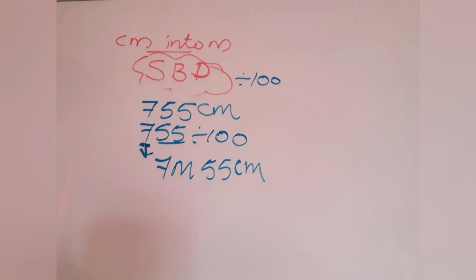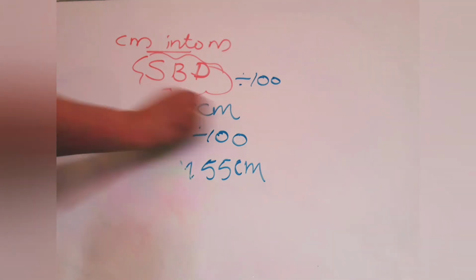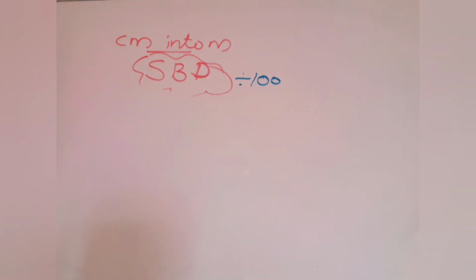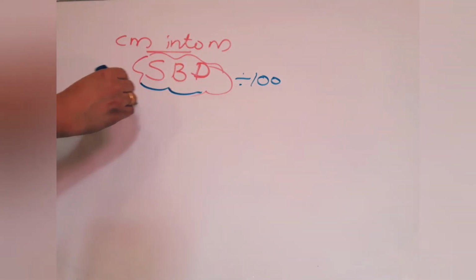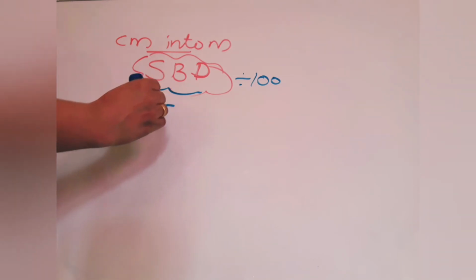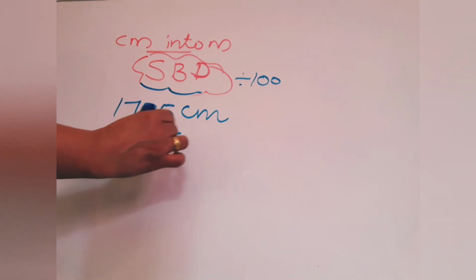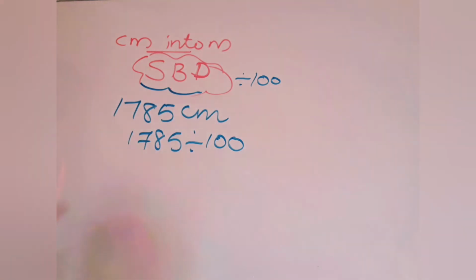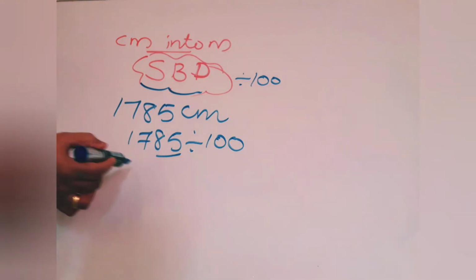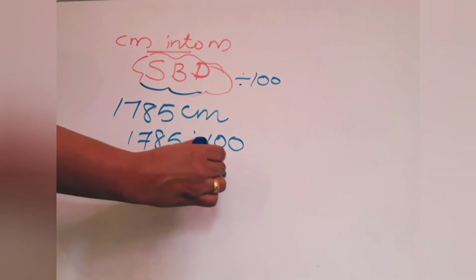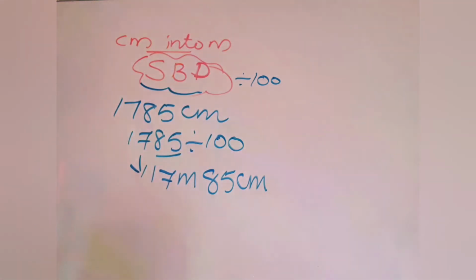Now it is clear, right? So let's see some other examples too. When you get a 4 digit number, I said maximum you will get 4 digit number because you are in class 3. So when you get a 4 digit number 1785 centimeter, what to do? 1785 divided by 100. Last two digit you can underline. What you did not underline? 17. So answer is 17 meter 85 centimeter. Let's see some other 4 digit numbers also.